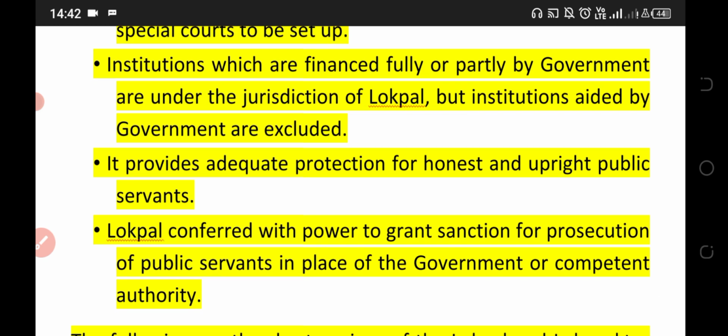Institutions which are financed fully or partly by the government are under the jurisdiction of Lokpal, but institutions aided by the government are excluded. It provides adequate protection for honest and upright public servants. Lokpal is conferred with the power to grant sanction for prosecution of the public servant in place of the government or competent authority.